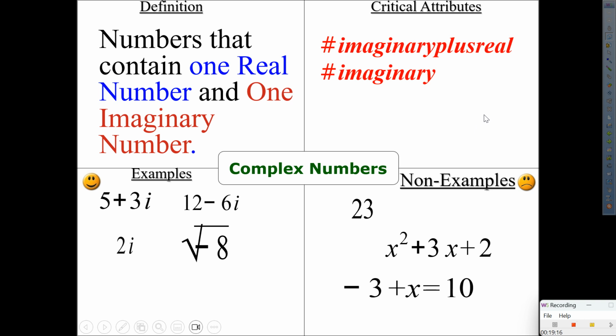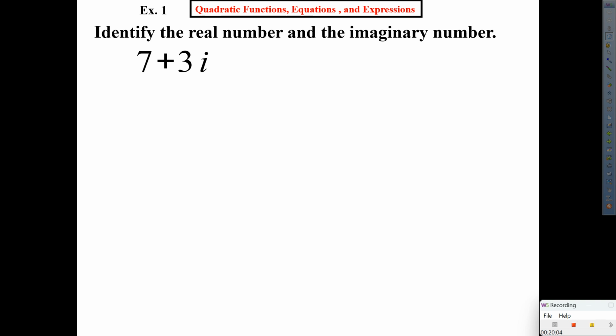Copy this one, example number 1, underneath your FAIR model. 7 plus 3i. In blue, circle the real number. In red, underline the imaginary. Show your neighbor. Give me a second. All right, we got it? Yes?